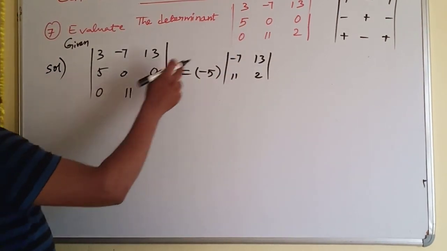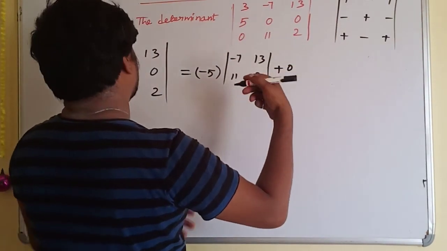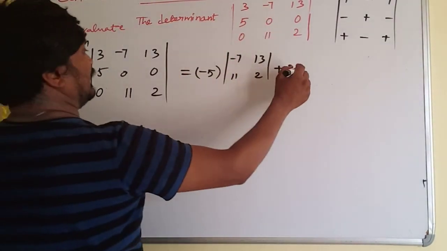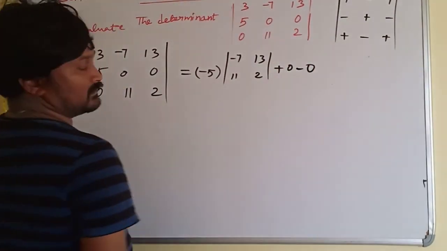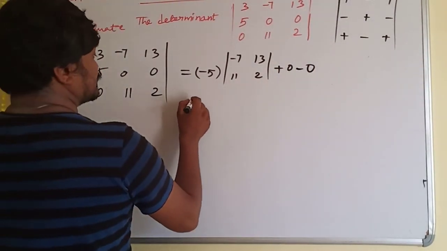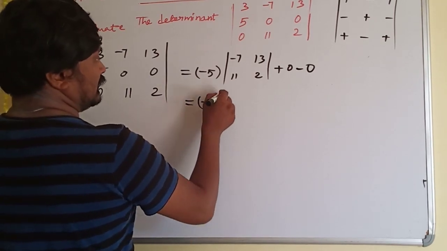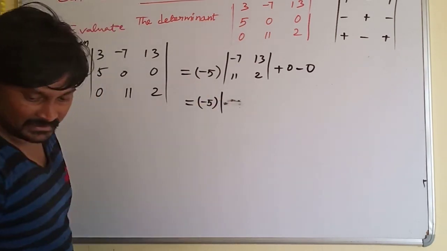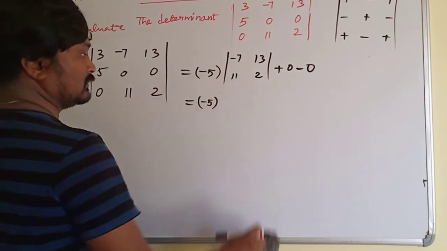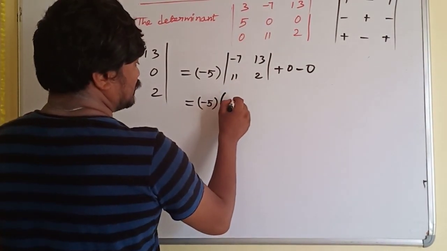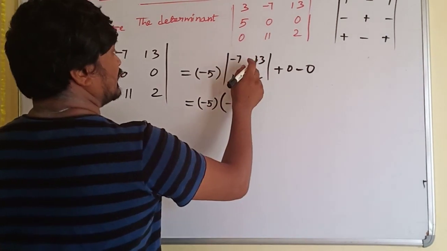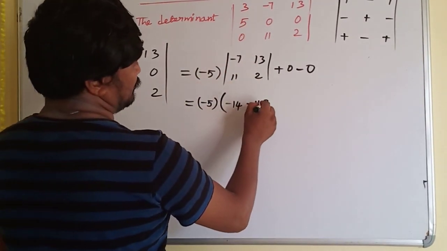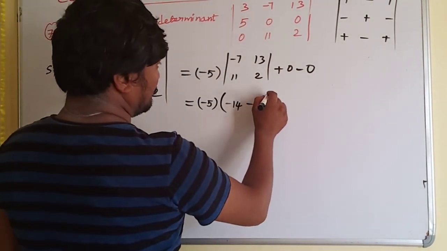Next, 0 is there. So here plus 0 into whatever number, it is 0, so no need to write that part also. Next, minus, again 0, 0 into any number is 0, so no need to write the remaining part. So now here, minus 5, and this modulus: minus 7 into 2, minus 14. Then minus 13 into 11, which is 143.